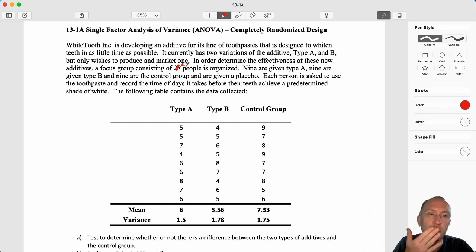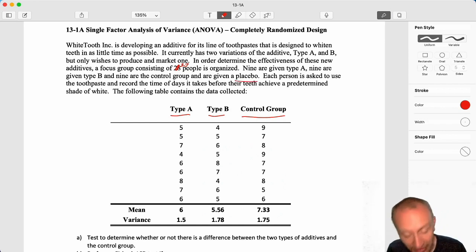Okay, so we're whitening our teeth. Our data here is measured in days. This is also known as our response variable. And we're wondering if that response variable, the number of days that it takes before I see my teeth turning white, is somehow related to the type of whitener that I'm using. Either type A, type B, or maybe it's no different than a control group, which is using just regular toothpaste. Of course, they don't know it. It's a placebo, right? So, here's that data set.